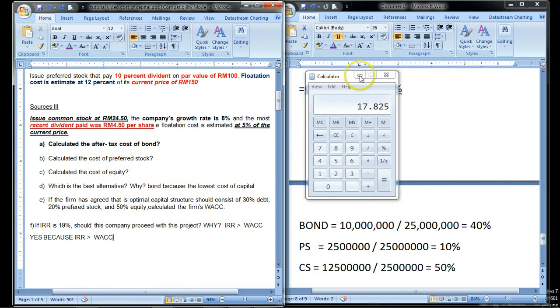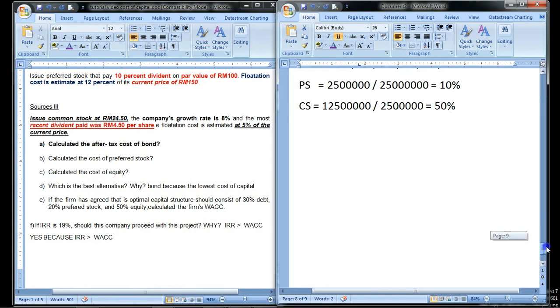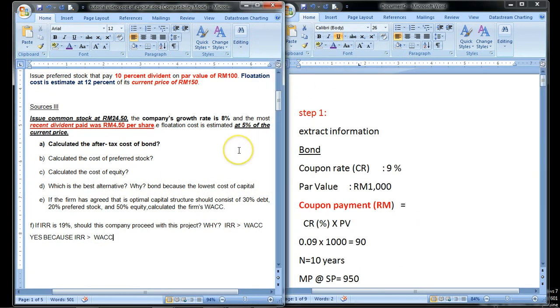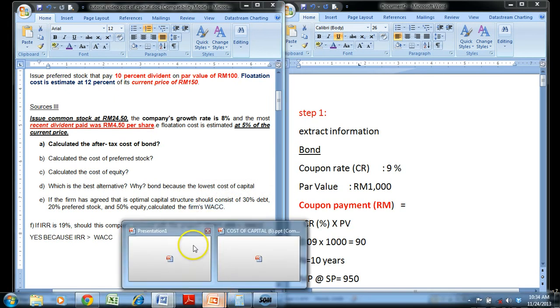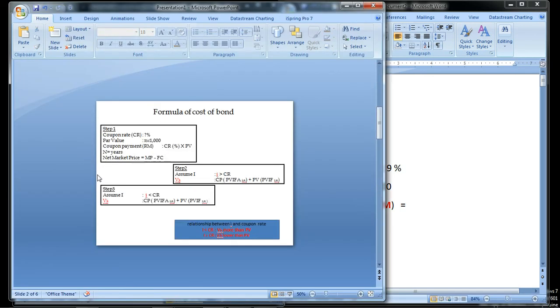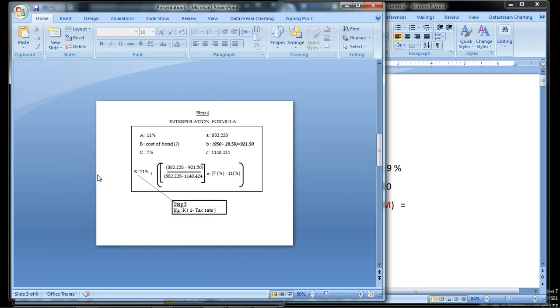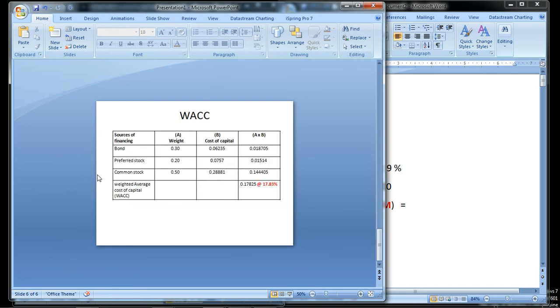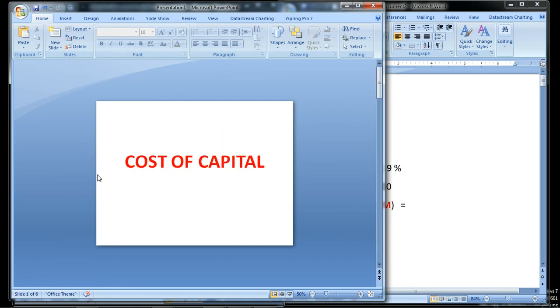Alright, so class, that's all for today. That's all for our chapter. So I have teach you all how to calculate cost of bond, cost of preferred stock, cost of equity, and WACC. So please don't forget to memorize all the formula. Formula cost of bond, 5 step, preferred shares, and common shares. Lastly, WACC.